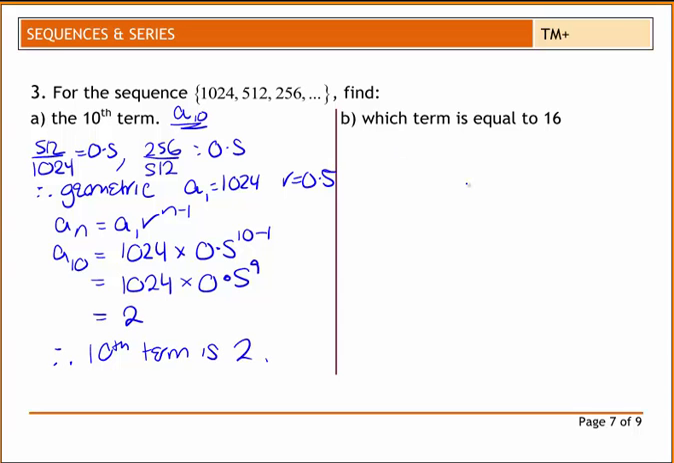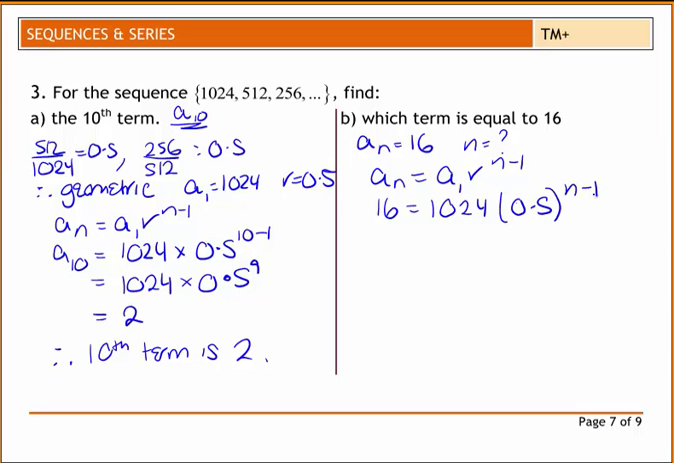Next one, which term is equal to 16? So I know that An is 16, but I don't know what n is. So An is A1 r to the n minus 1. 16 equals my first term, which was 1024, r was 0.5, to the power of n minus 1. From there, divide both sides by 1024. If I put that in my calculator, I get quite a long decimal, so I'm going to leave it as 16 over 1024 is 0.5 to the n minus 1.